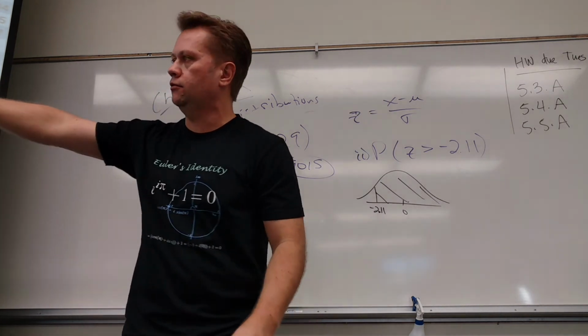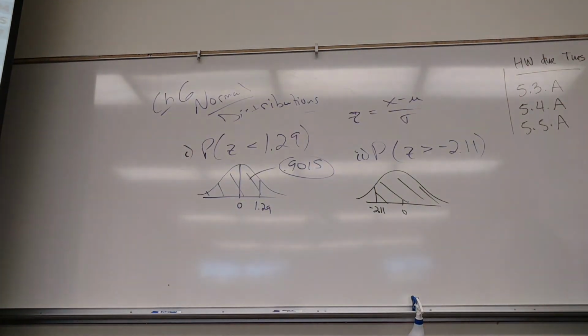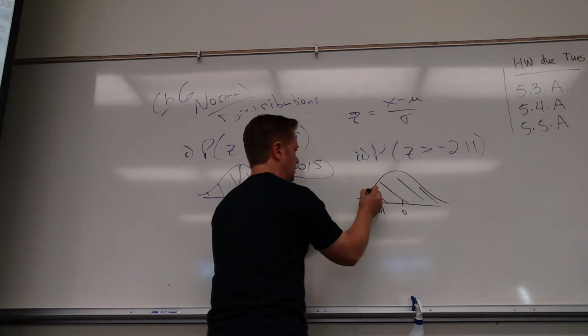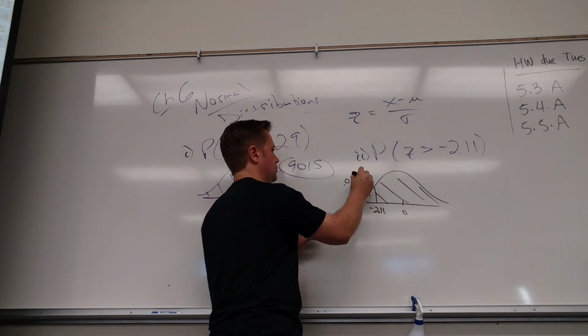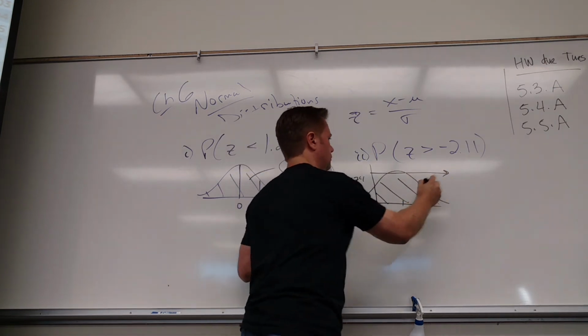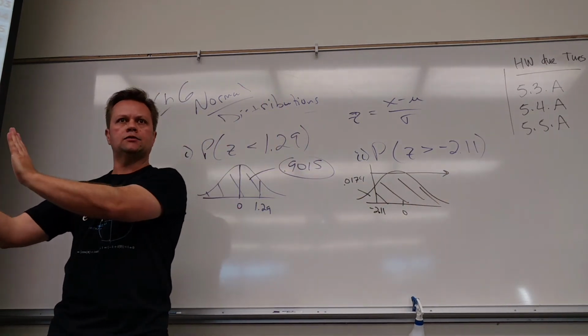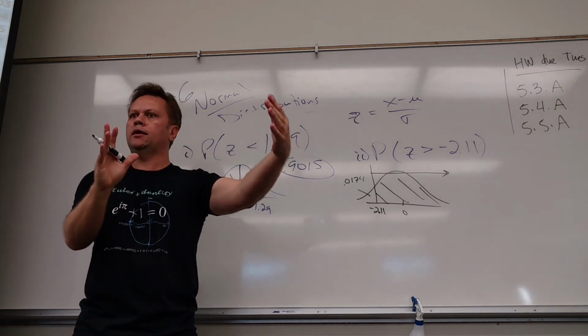So if I write down negative 2.11, and I get 0.0174, I know I'm wrong. There's no way that big old area is 1%. Where is 0.0174? The left side. Yeah, good. So the minute you find something in the chart, you put it where it belongs. Now how do I get what I want? 1 minus this, because the whole thing's 1. So that side's 0.0174, the other side must be 1 minus that.